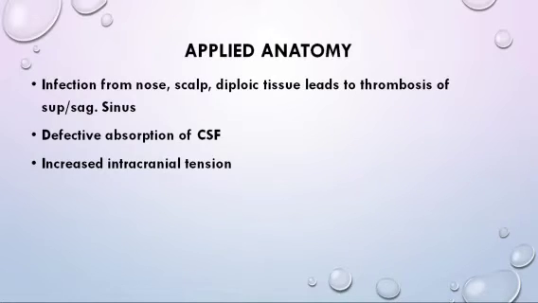The infection will lead on to thrombosis. This results in defective absorption of CSF. Then there will be accumulation of CSF, which will increase intracranial tension. So this is the result of the thrombosis of the superior sagittal sinus.